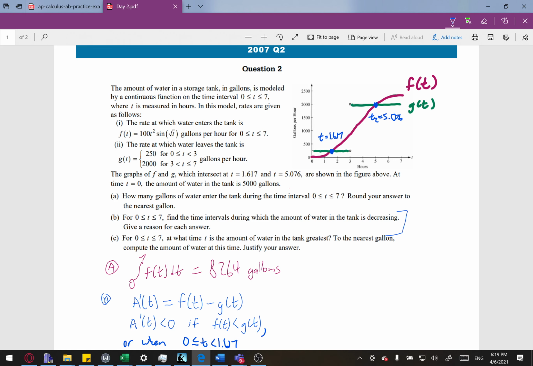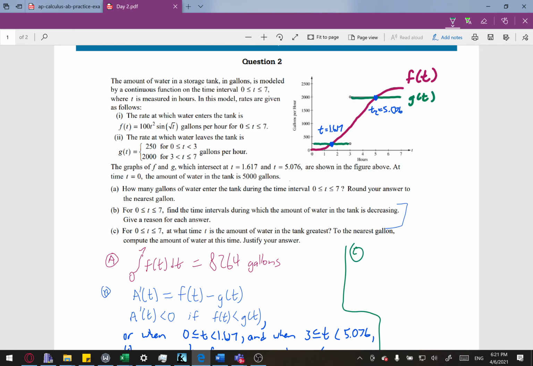So for part C, I want to know at what time is the amount of water in the tank the greatest, and then calculate the amount of water at that time to the nearest gallon. So I'm going to do this in another color over on the right, maybe. So if I want to maximize the amount of water, what would I need to do?